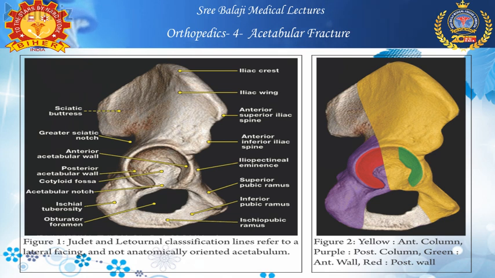In this lateral view, these lines are described by the Judet and Letournel classification. The lines are referred to as a lateral-facing, not anatomically oriented, acetabulum. The second image shows yellow, purple, green and red. The yellow falls exactly on the anterior column, whereas purple is the posterior column, green is the anterior wall, and red is the posterior wall.